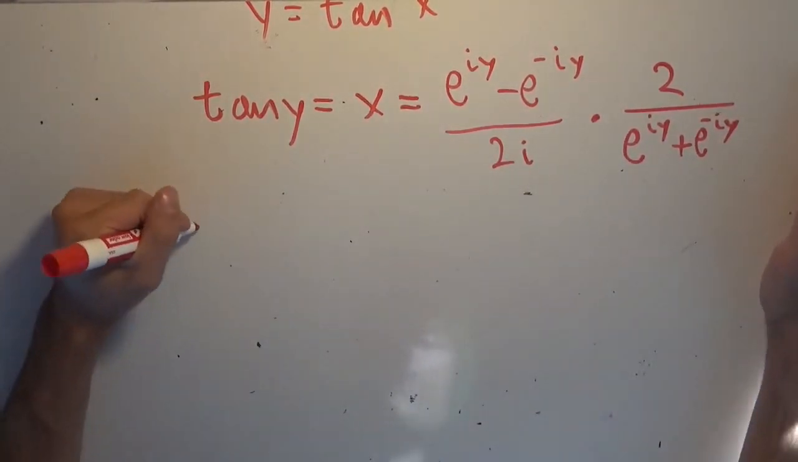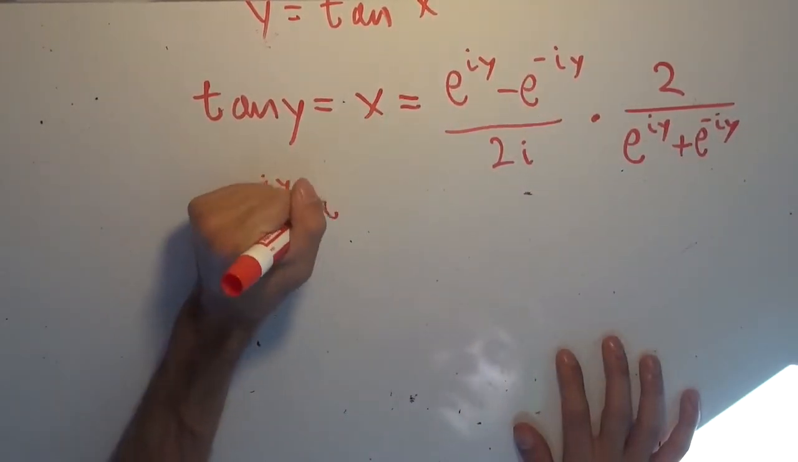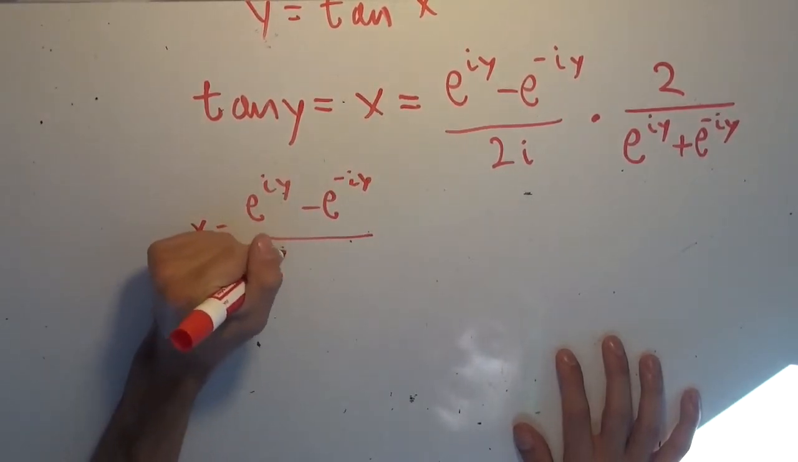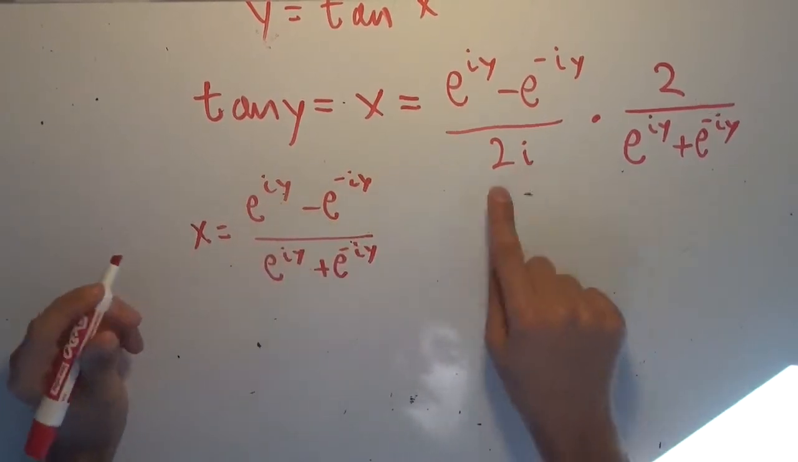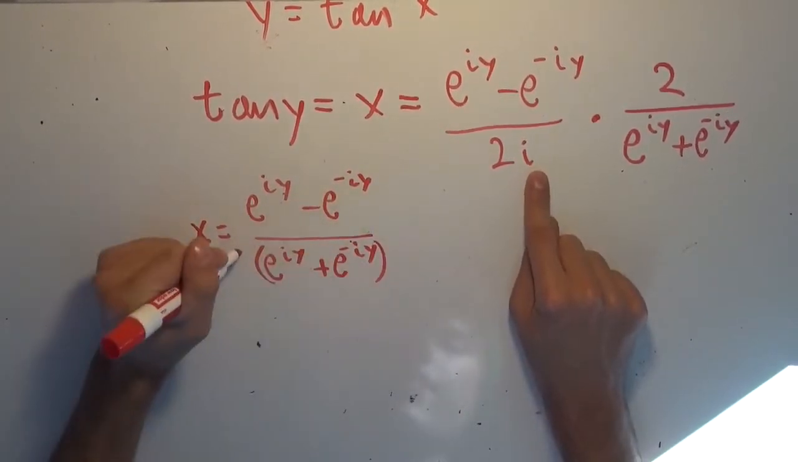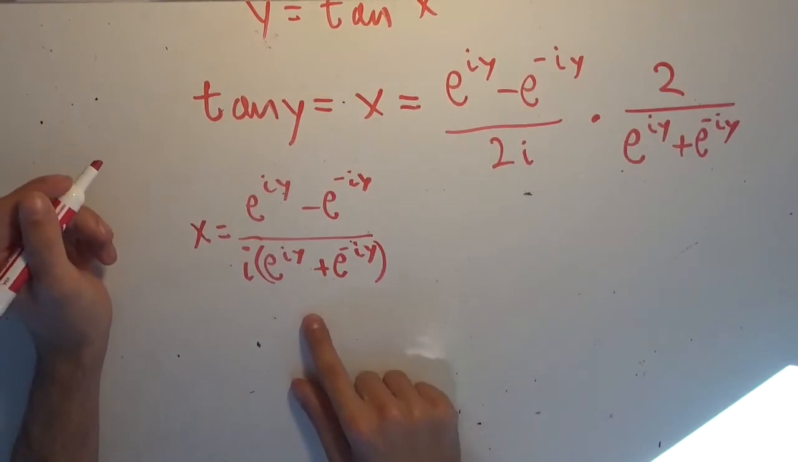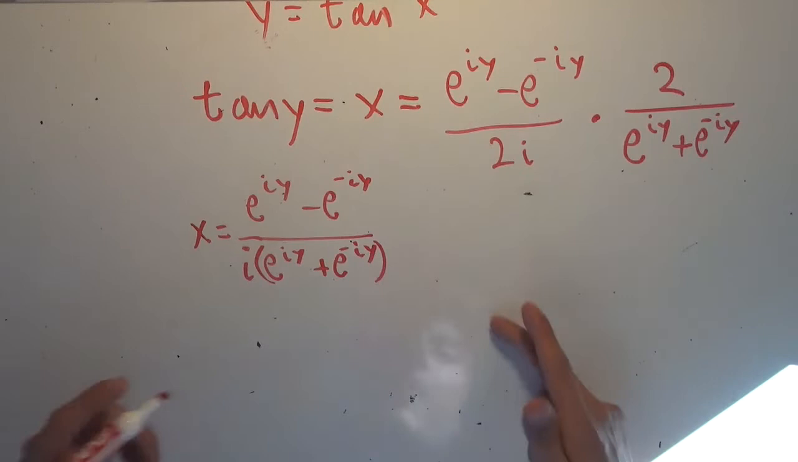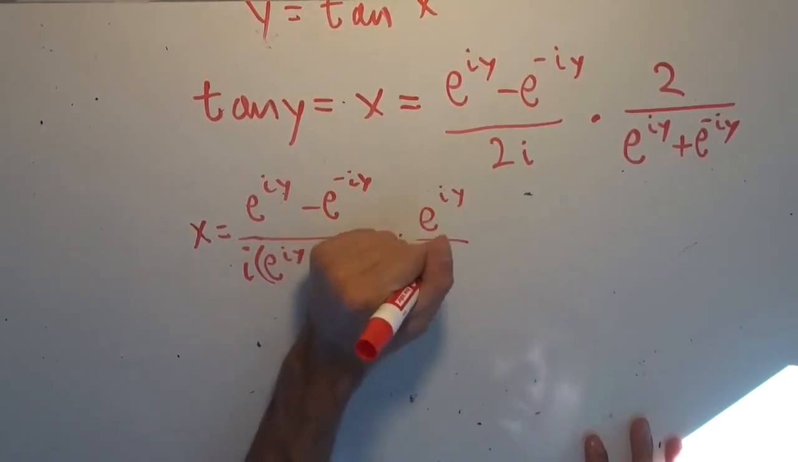Simplifying, we end up with x is equal to e to the iy minus e to the negative iy all over e to the iy plus e to the negative iy times i in the denominator, right? Because the 2's will simply cancel. So this is the definition of the tangent of y, and we're simply going to solve it in the exact same way. I'm going to multiply the top and bottom by e to the iy so that we get the quadratic terms that we want.